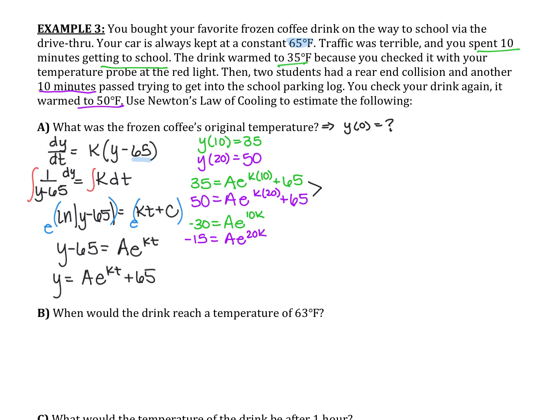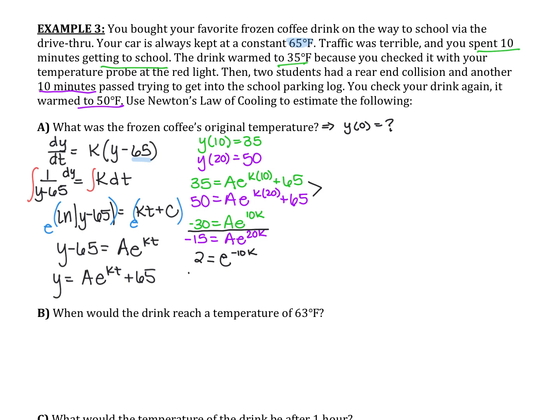All right, so doing some math there, I am going to divide these 2 equations. The reason I'm going to divide these 2 equations is because my goal is to figure out one of my variables, either a or k. But if I divide these equations, it leaves me with 2 equals e to the negative 10k. Thus, I only have one variable to solve for here.